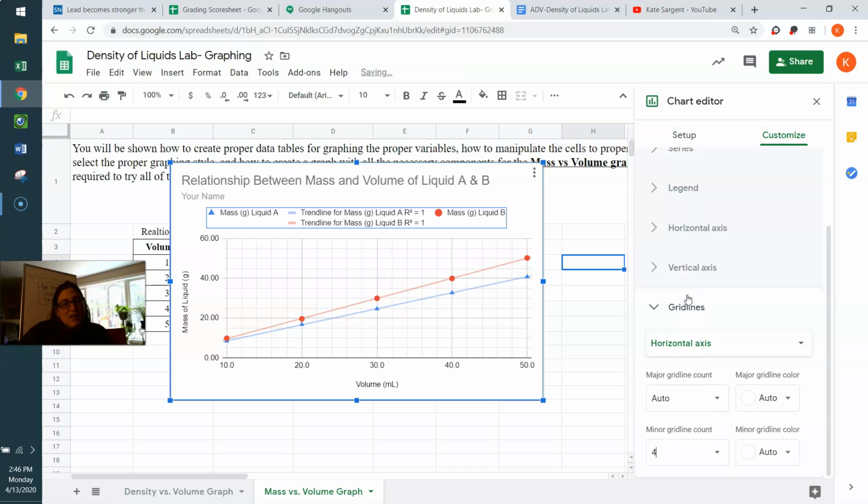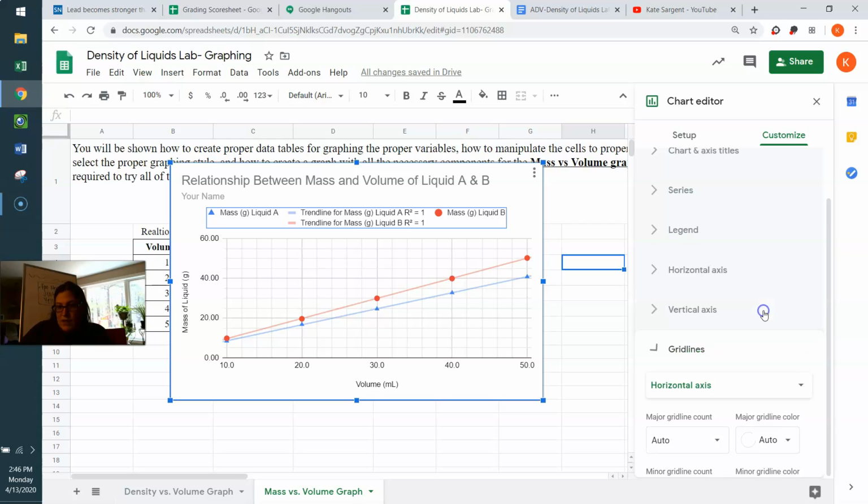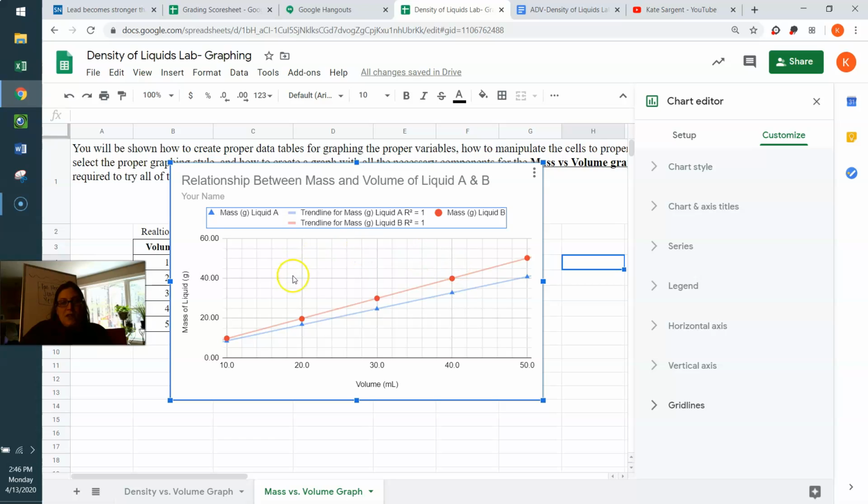And again, this is going to change based on the scale that you have present. Okay, so here we are. That seems to work nicely. It's not too busy. I'm not going to change the color of my grid lines. I don't want to take away from the graph itself.